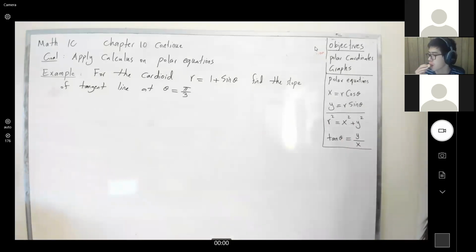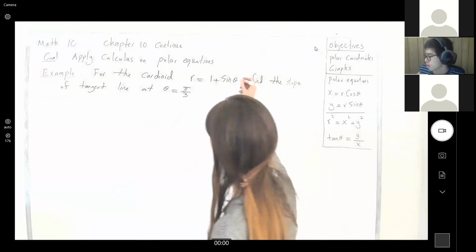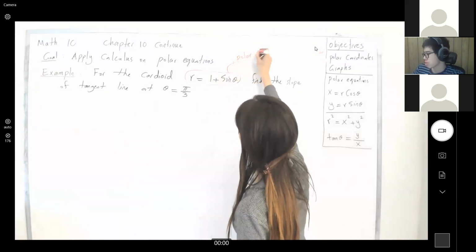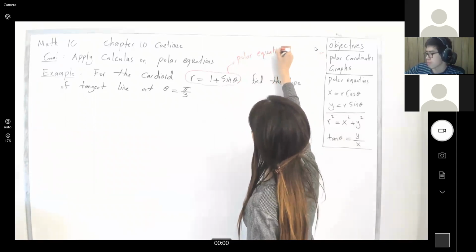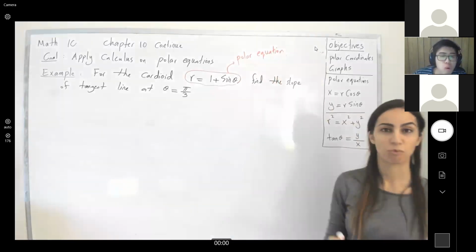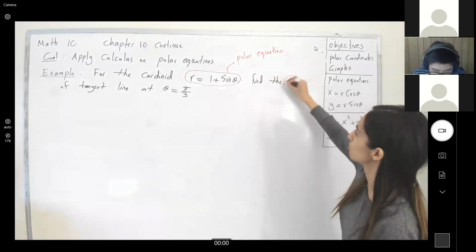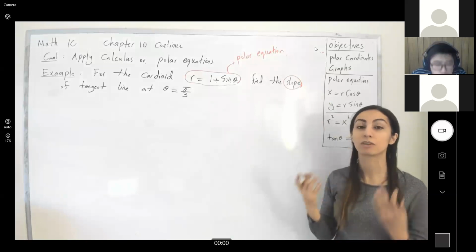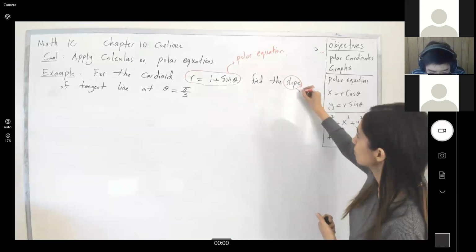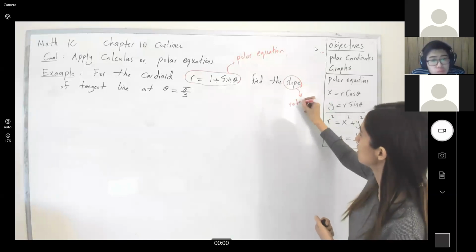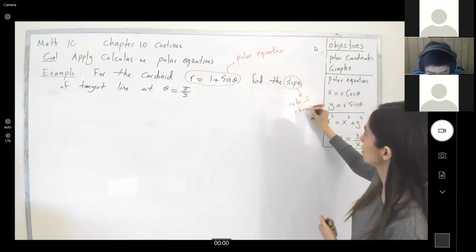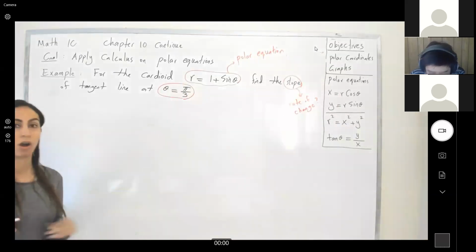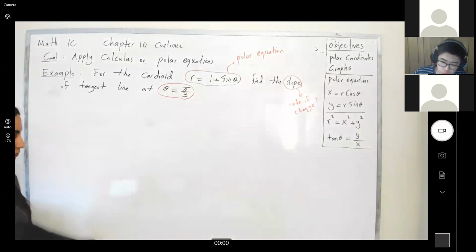So here we have the polar equation. And what are we looking for? We're looking for the slope. It means that we need to find the rate of change. What would be the rate of change? And my theta is given as pi over 3.